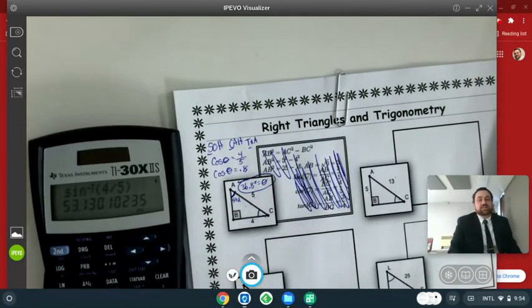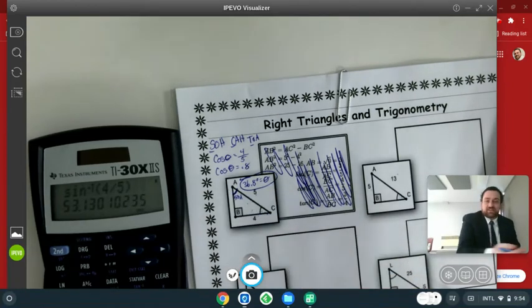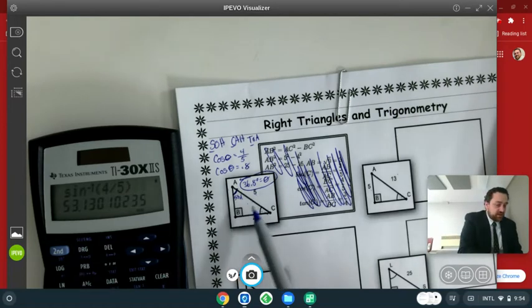Now, because of rounding, it might not be exactly 90, but these two should add up to 90 degrees, right? And let's see if they do. Does 36.8 and 53.1 add up to 90 degrees? 50, 60, 70, 80, 6, 7, 8, 9.